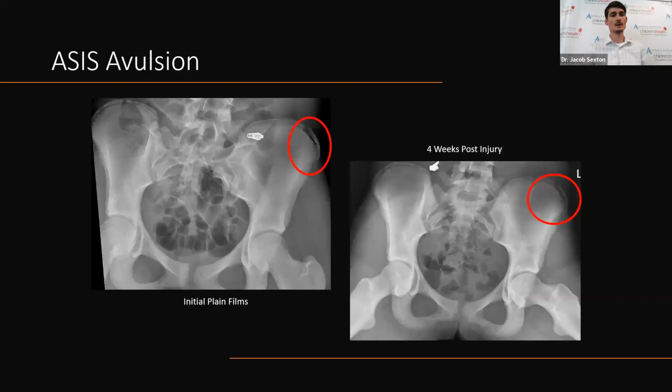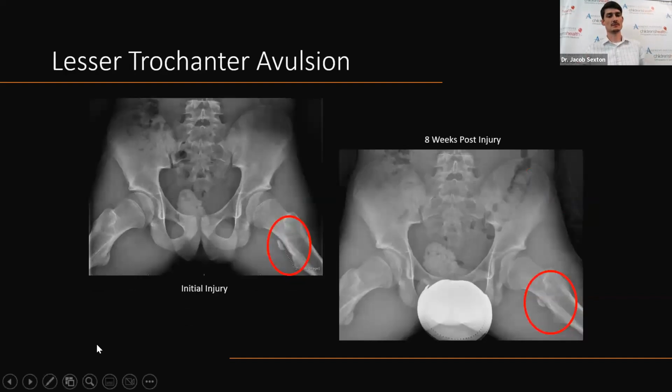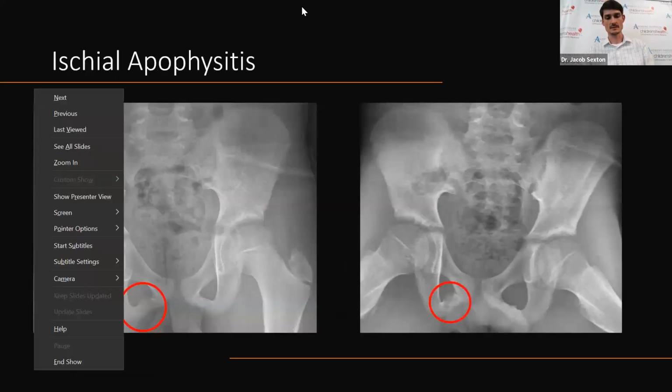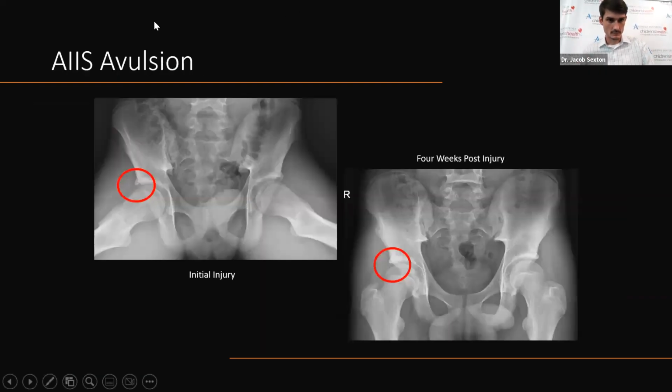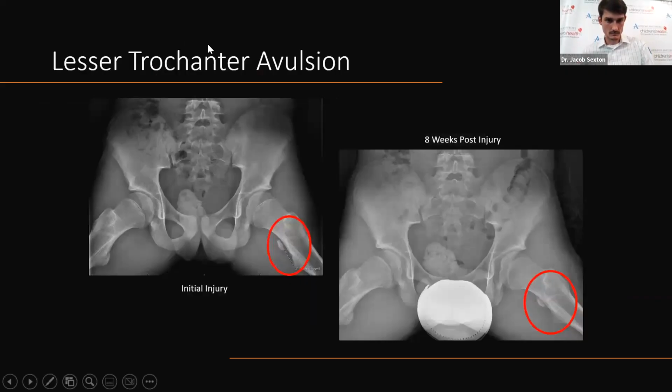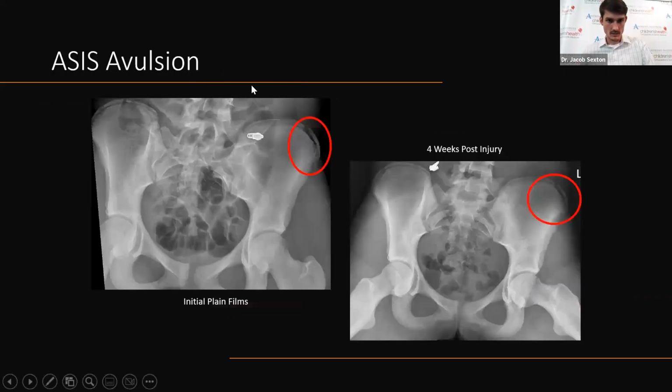This is your ASIS avulsion. I see this in my sprinters. Actually, let me go back. Man, this thing's going wild. ASIS, kind of iliac crest avulsion right here.